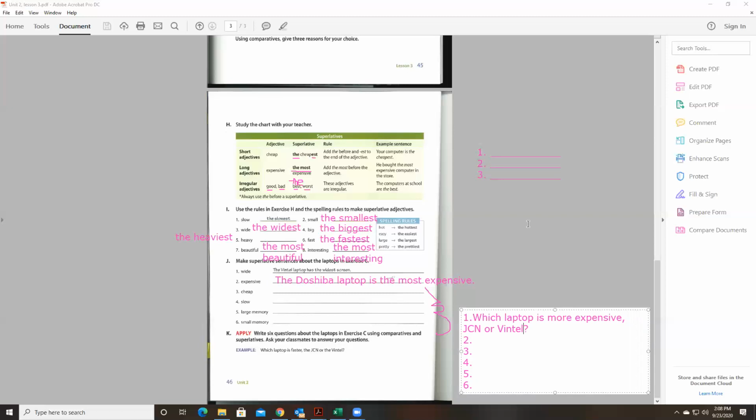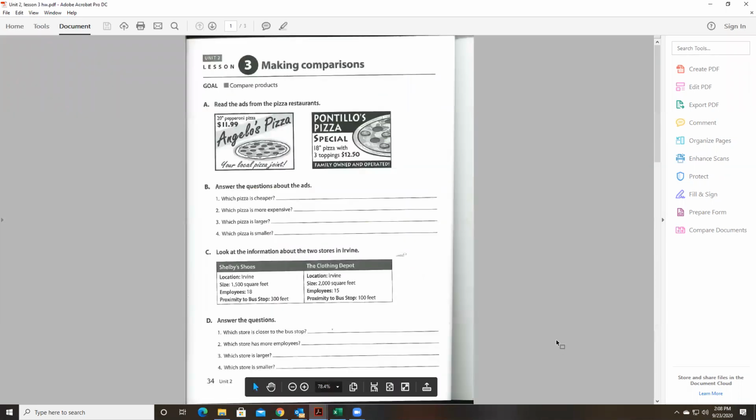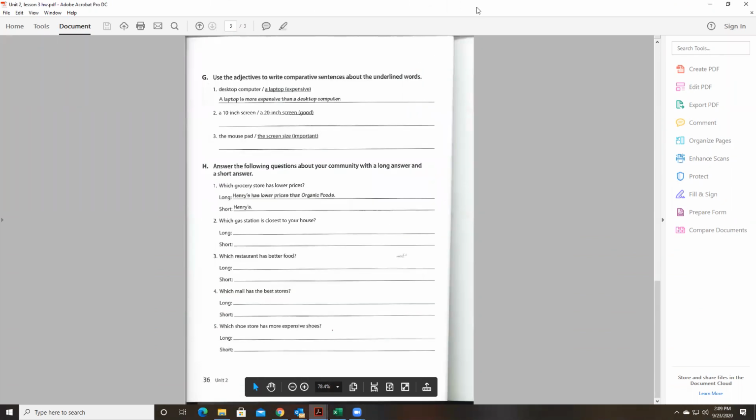Okay, on top of this, you also have your homework that you always have with your lessons. Okay, that is like this. It's page 34, 35, and 36. Okay, if you have any questions over the lesson or over the additional practice or the homework, please let me know.